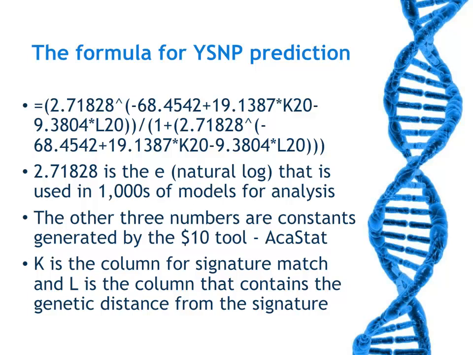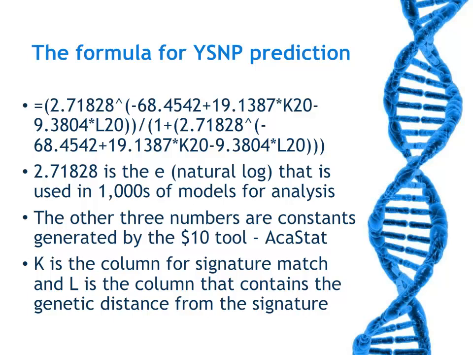And the 2.718 number is e. That's the exponential, the natural log. All kinds of models and scientific formulas include this number. It's actually derived by a mathematical formula in itself. The first number after the parentheses is the 68.45 number. That's the constant that was derived from Accustat.